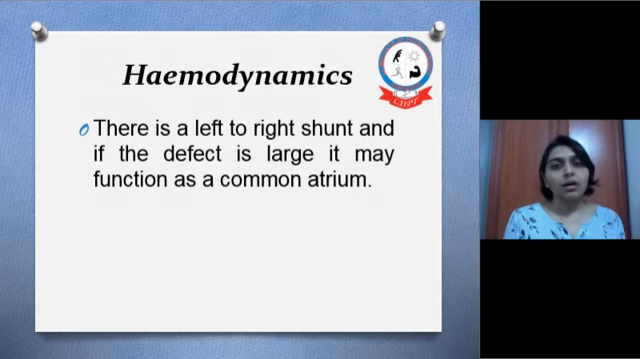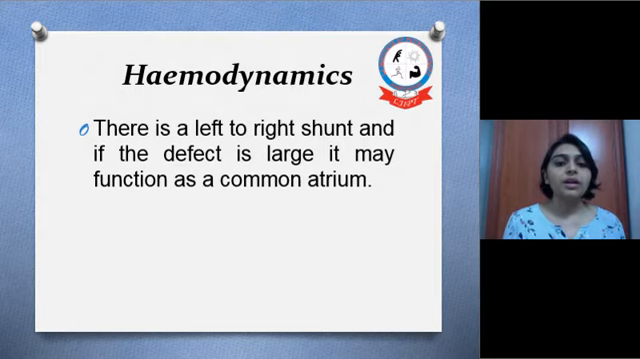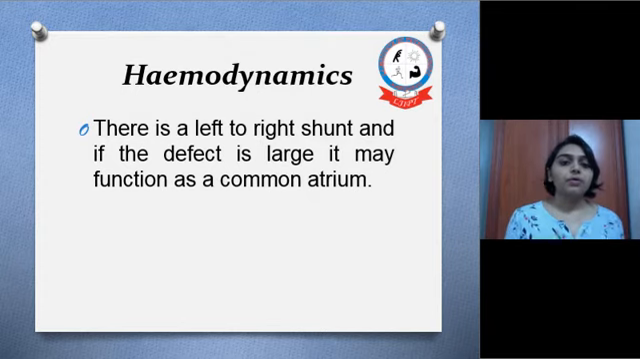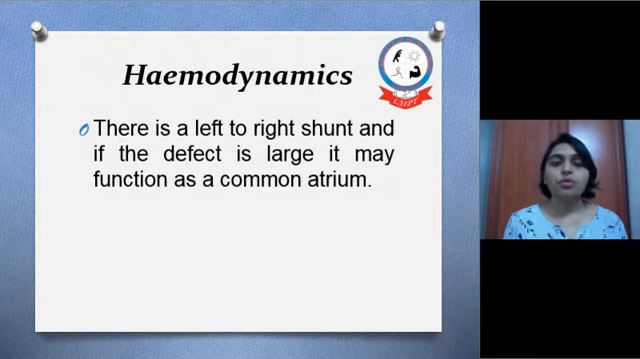Let's understand the hemodynamics or pathophysiology of ASD. Usually in ASD, there is a left to right shunt, and if the defect is large, it may function as a common atrium. So what happens? Every time, the left to right shunt leads to overloading of the right atrium, followed by the right ventricle and pulmonary trunk. So there will be enlargement of the right atrium, right ventricle and pulmonary trunk.